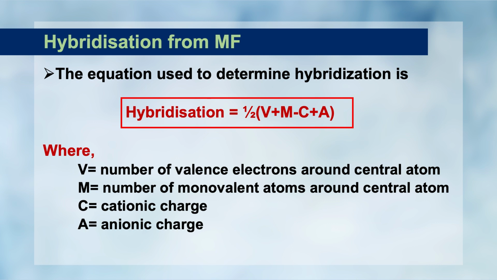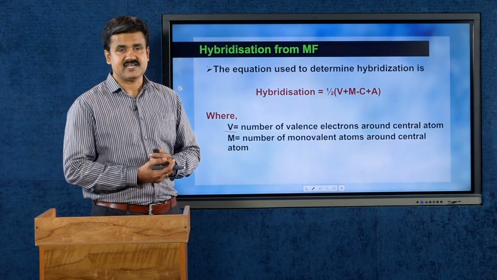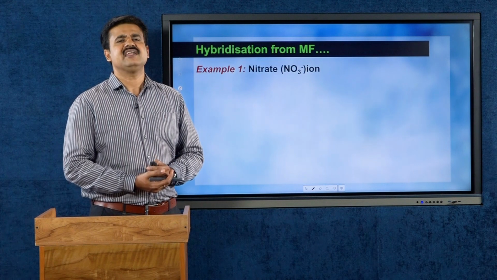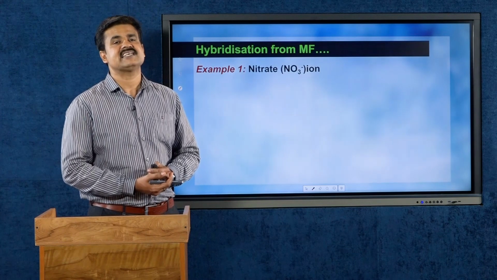In this expression, V represents the number of valence electrons around the central atom. M represents the number of monovalent atoms around the central atom. For example, hydrogen and halogen atoms are monovalent, but oxygen is a divalent element. The next term, C, represents cationic charge and A represents anionic charge. So, by using the expression, it is possible to calculate hybridization from molecular formula. Now, we can illustrate the determination of hybridization from molecular formula by taking some examples.